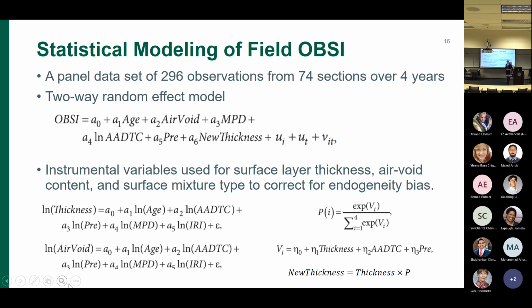This is part of the endogeneity issue. To address this endogeneity issue, we use instrumental variables. We use a regression model and a multi-stage regression model to convert different pavement layer thickness, air void content, and the mix type selection to some exogenous variables like the traffic level, traffic volume, and the age.